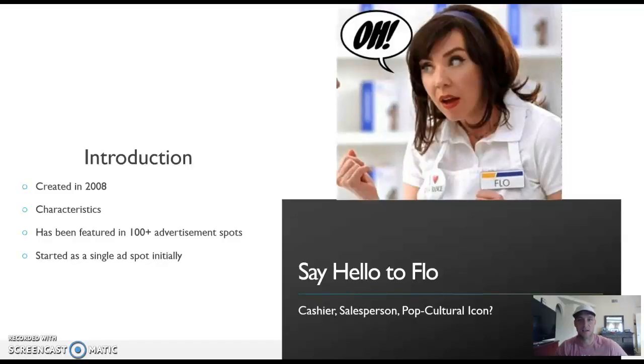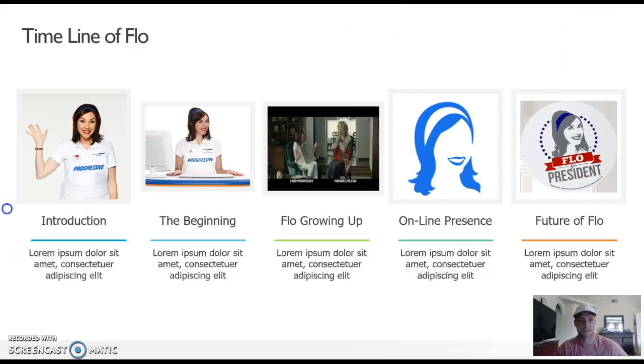It was created in 2008. Some characteristics about her: quirky, fun, lovable character, who's been featured in well over 100 advertisement spots, and initially just started as a single ad spot. The actress herself had ad-libbed the line that they had left in, and they felt a strong connection to the character, and Progressive has gone with it ever since.